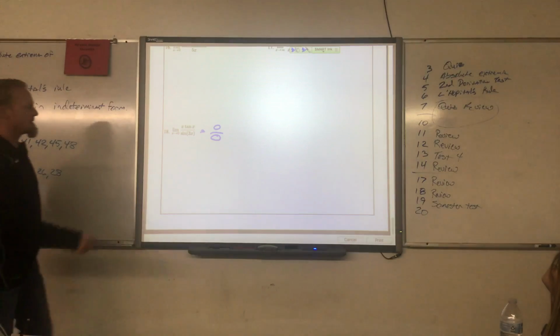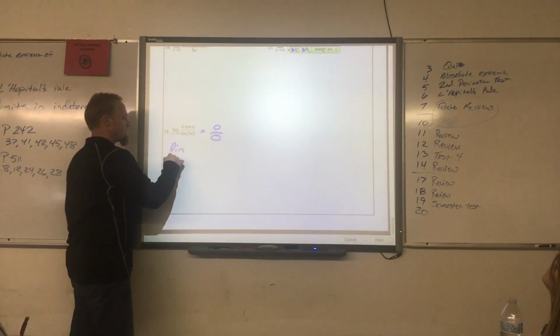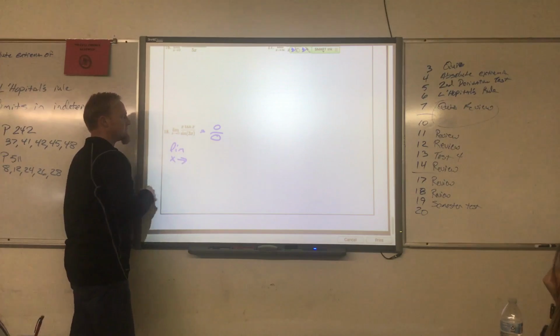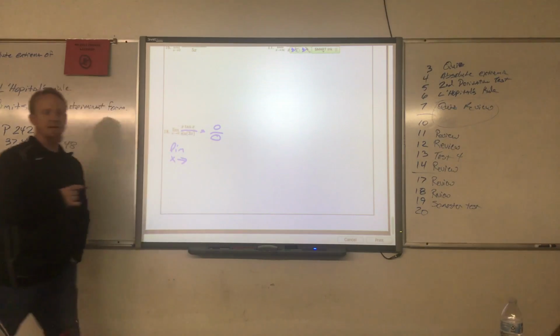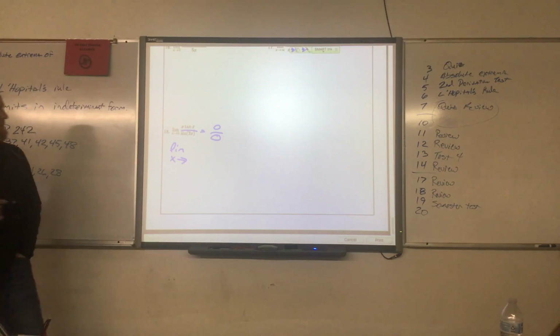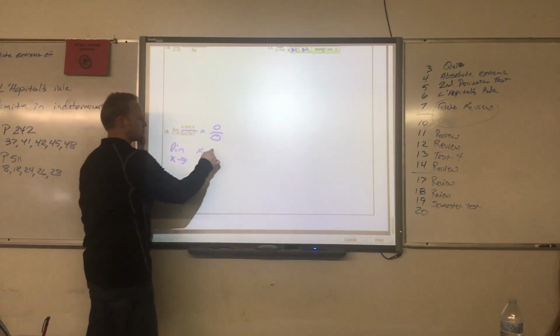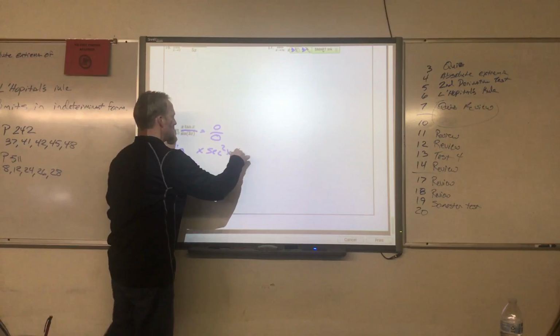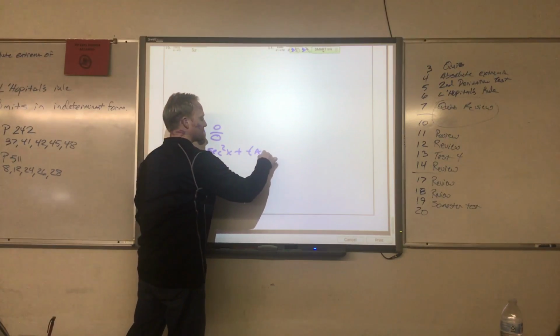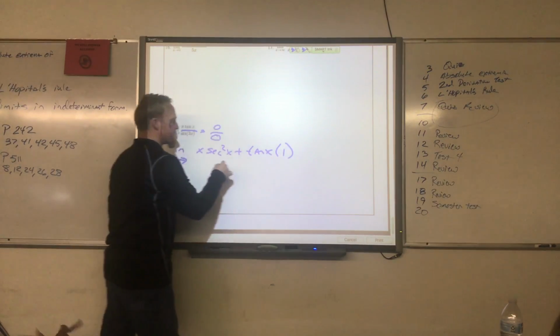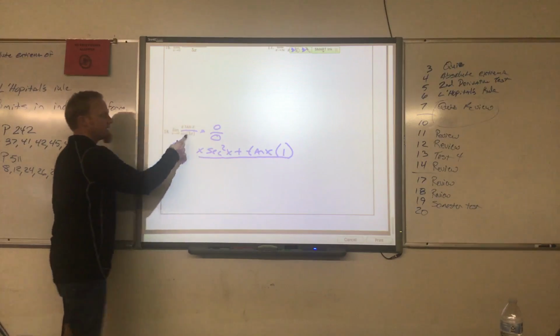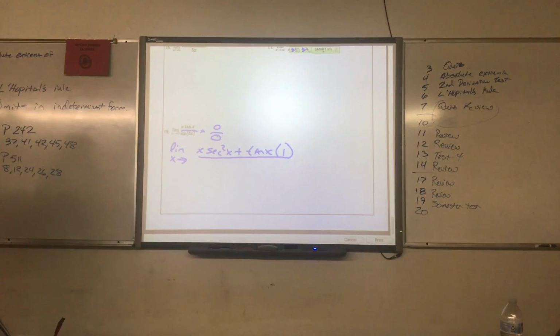So L'Hopital says take the derivative of each piece. So derivative of x times tangent requires product rule. So that's first. What is the derivative of tangent? Secant squared. Plus the second times derivative of the first. And on the bottom, derivative of sine of 3x.